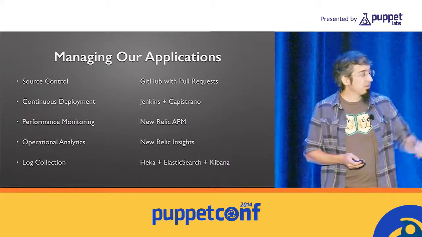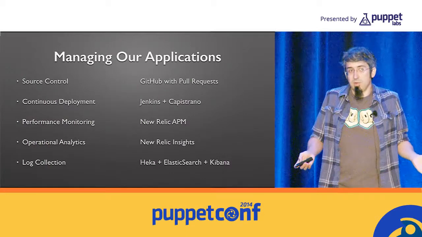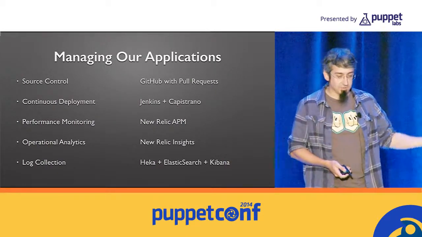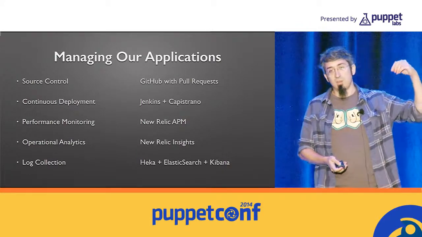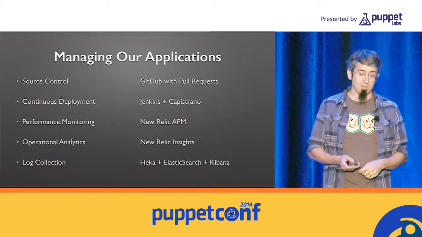For performance monitoring, of course, we use New Relic. You know, we get it for free. We're at New Relic. We really like the product. And the same for operational analytics. And for log collection, it's Heka, which takes Logstash formatted messages, puts them into Elasticsearch, and then Kibana on the front end.